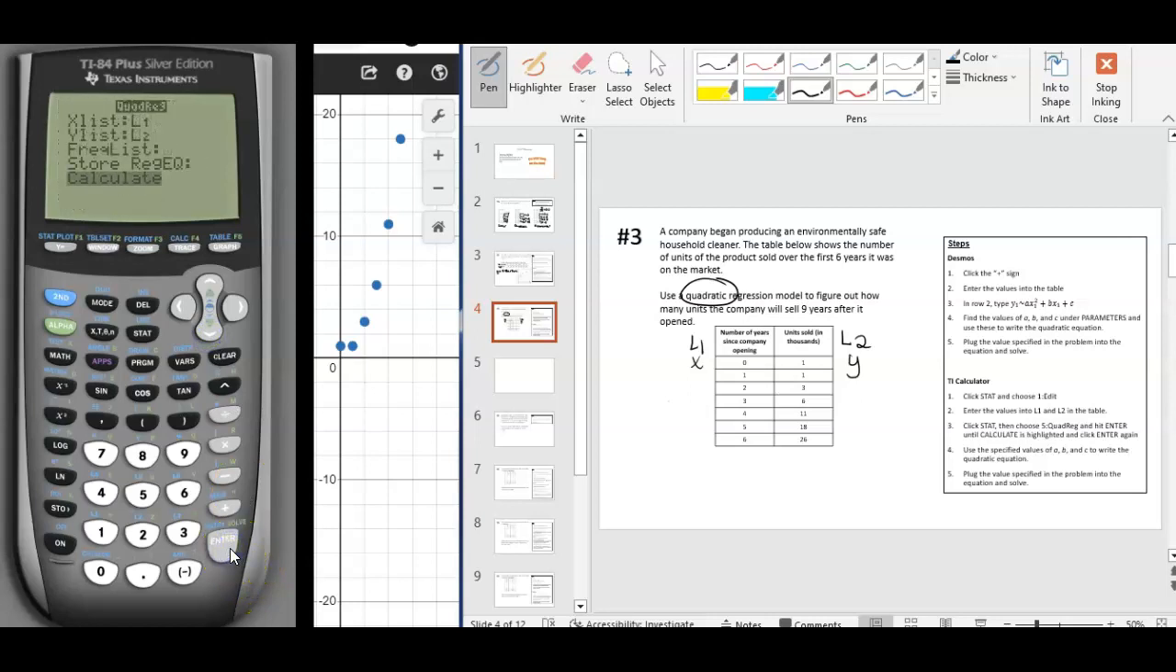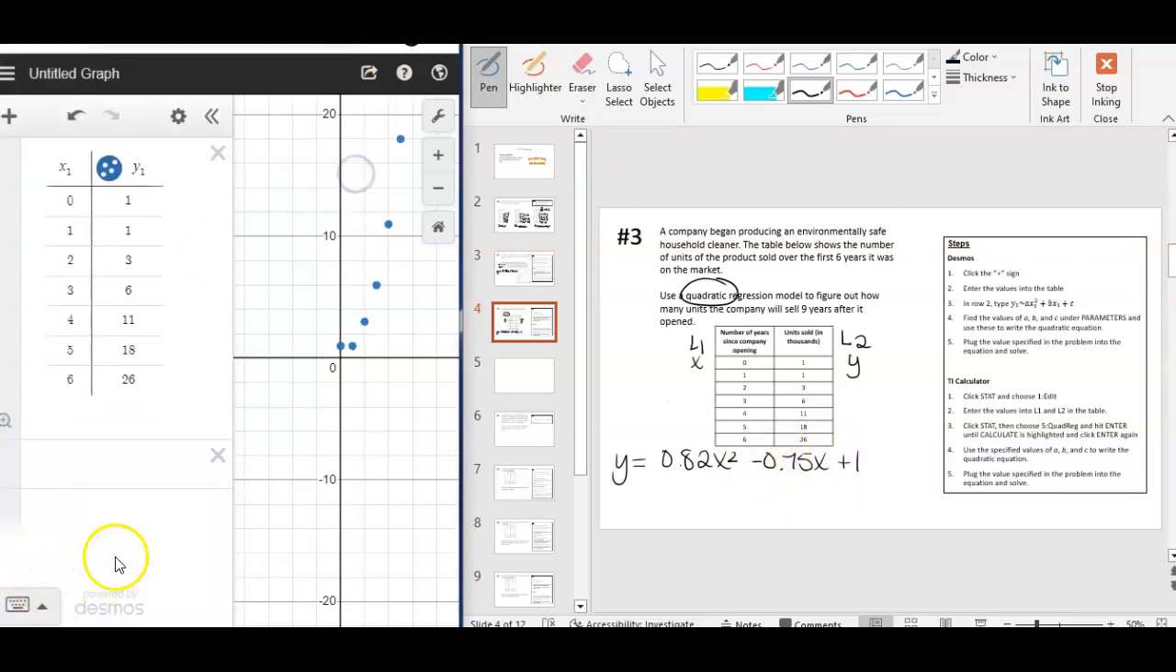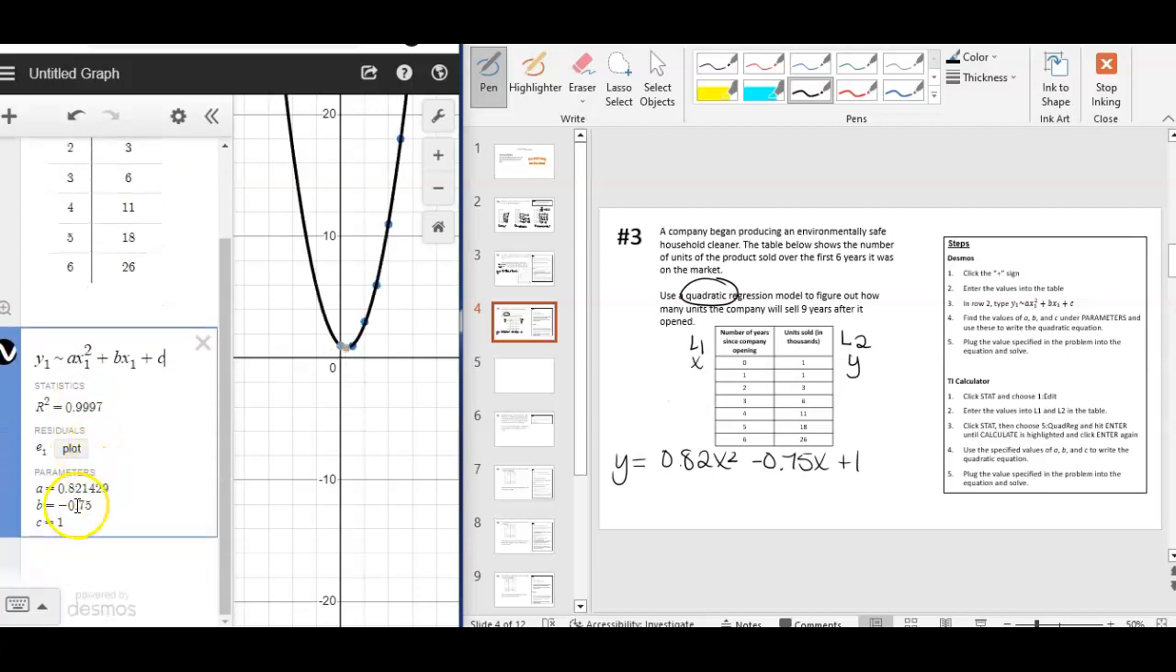Now keep hitting Enter until Calculate is highlighted, and then click Enter again. So it gives us the values of a, b, and c we can use to write our quadratic equation, which is y equals 0.82x squared minus 0.75x plus 1. If you're in Desmos, you're going to go to row 2 after you typed in your table and do y1 is approximately ax1 squared plus bx1 plus c. Okay, and if you scroll down to parameters, it gives you the values of a, b, and c to write your equation.